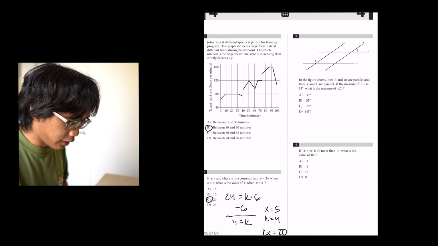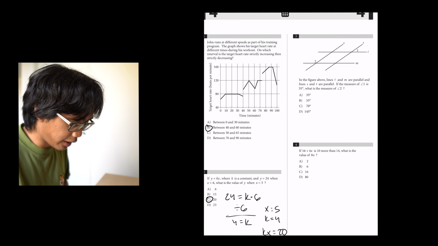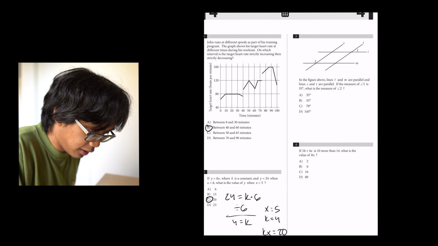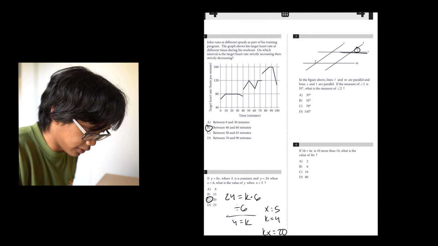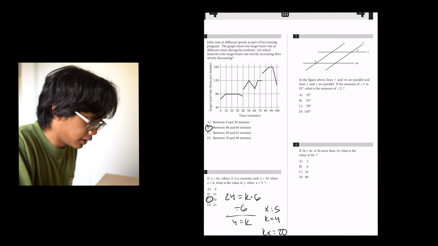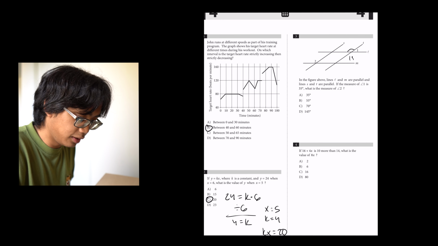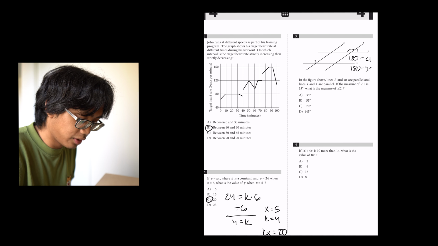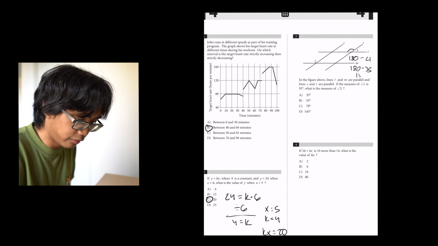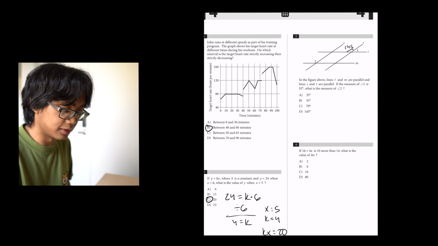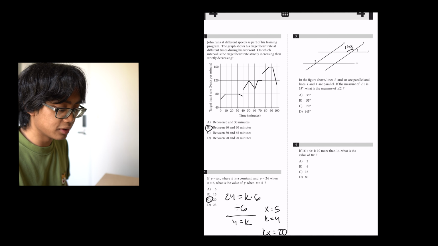Next, number 3. In the figure above, lines L and M are parallel and lines S and T are parallel. If the measure of angle 1 is 35 degrees, what is the measure of angle 2? So we see that here you have angle 1, which is 35 degrees. And because it is along this line, that means this angle right here is 180 minus angle 1. So 180 minus 35, which is going to be 145. So that means this angle here is 145 because it is supplementary to angle 1.